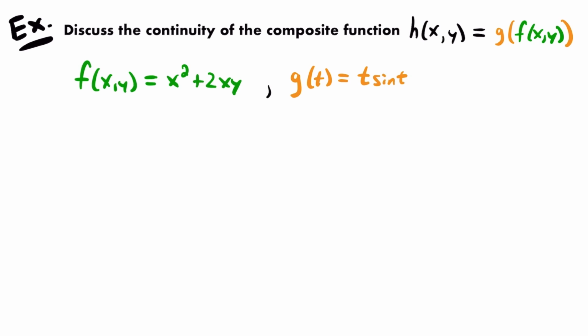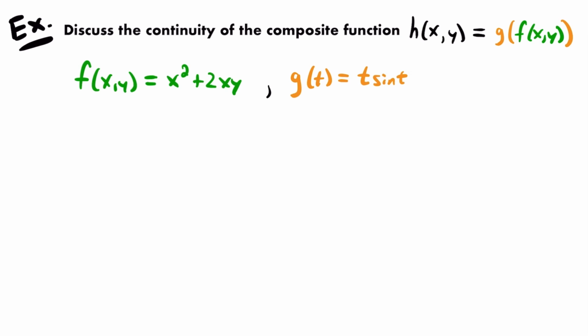We could straight up write out the composite function. We could plug f of xy into g of t, and then determine the continuity of that composite function, which would be a multivariable function. Or what you can do is make use of the fact that continuity holds for composite functions.